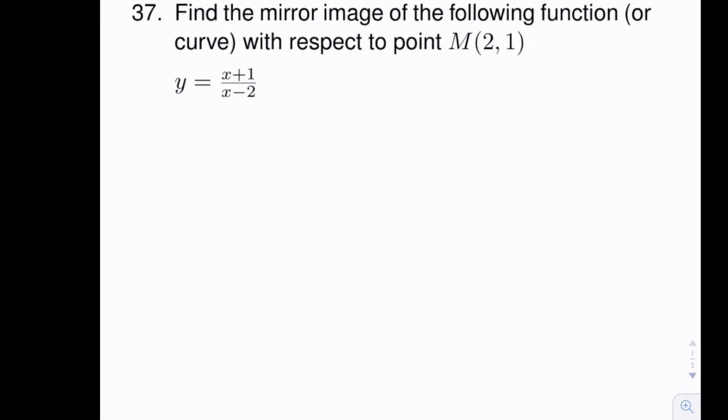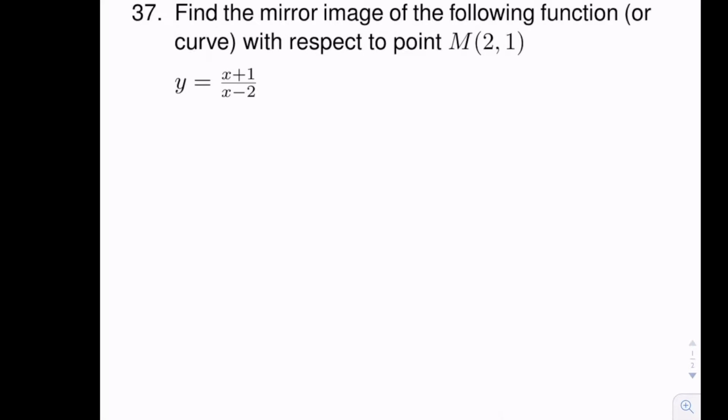Hello everyone. In this problem, we want to find a systematic method for finding the mirror image of a function with respect to a point on the xy axis. If you like to solve the problem yourself, please pause the video. This is another one of those problems that has a systematic solution that applies to every problem of this kind.